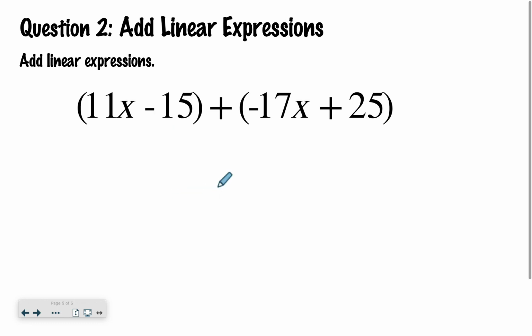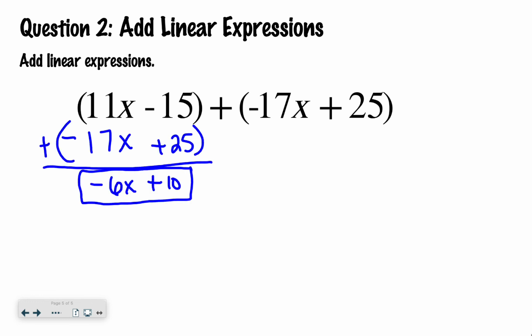All right. Last problem for today's video. I want you to go ahead and try adding these together. Good luck. Okay, for this problem, hopefully you stacked them and you said 11x plus -17x is a -6x. And then -15 plus 25 is a positive 10. So your answer is -6x plus 10.